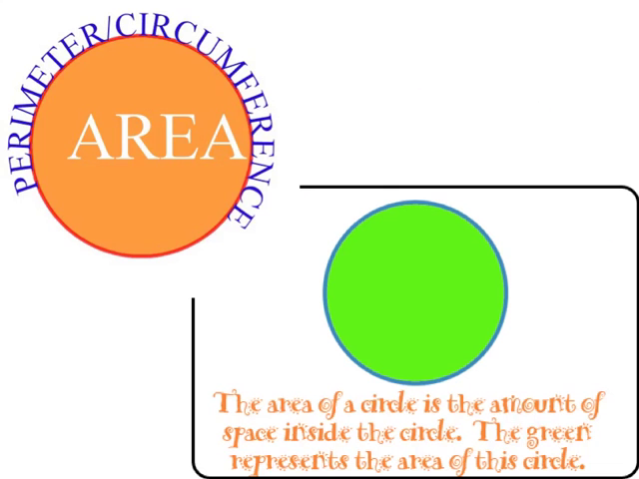Alright, so how does all this relate to each other? Remember that in a circle, circumference is the distance around. It means the same thing as perimeter. And then the area is everything that's inside the circle. It's the amount of space that is inside the circle. So in this picture, the green represents the area of this circle.